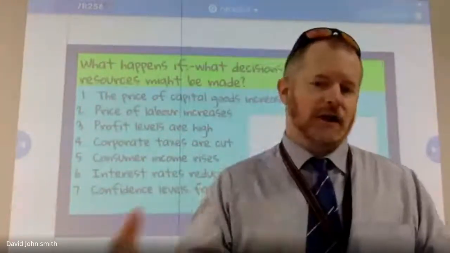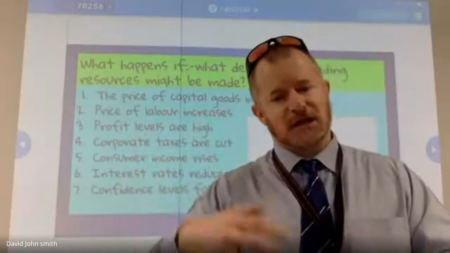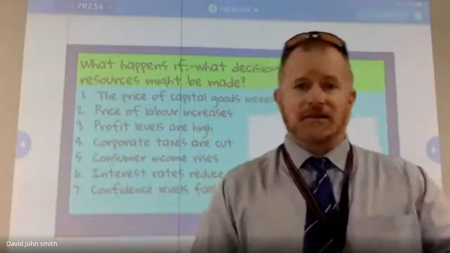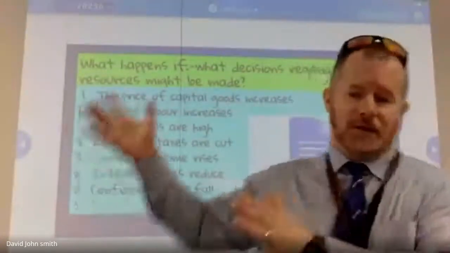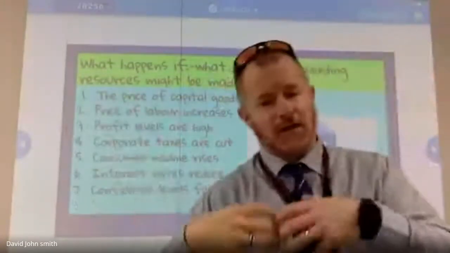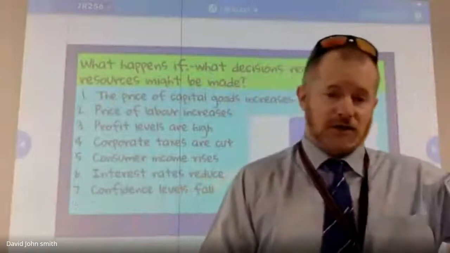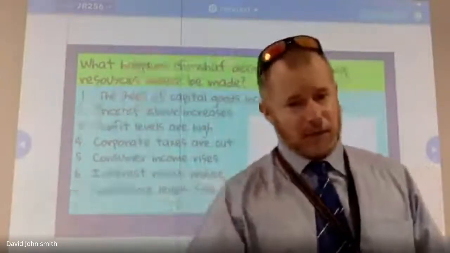Just to show that you understand that businesses, particularly thinking about the different types of resources that they're using, all right? And these can impact whether they decide, am I going to have labour or am I going to have capital?